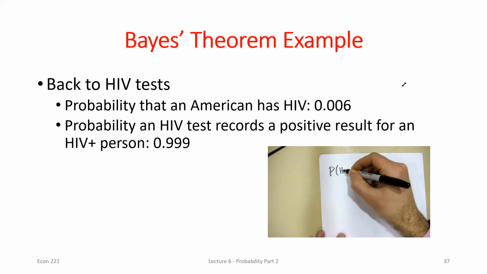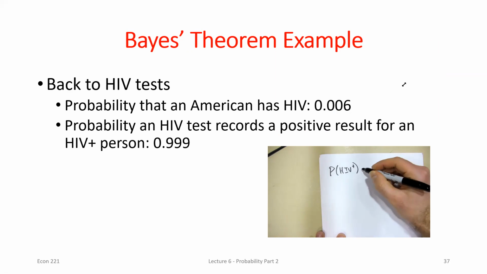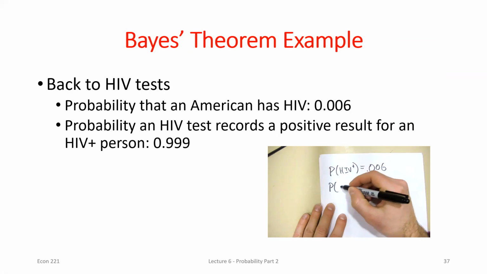What we've really said is the probability that someone is HIV positive is 0.006. What's the probability then? It wasn't directly given, but what's the probability somebody is HIV negative?